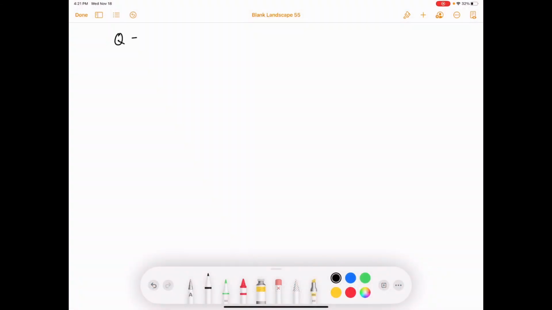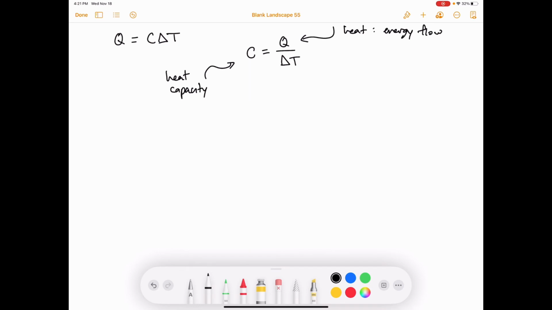So we'll start with Q is equal to capital C times delta T. If we rearrange that, we can see that capital C is equal to Q divided by delta T. Capital C is our heat capacity. That's equal to Q, which is the heat. That is the energy flowing in or out of the system. Delta T is the temperature change of the system.